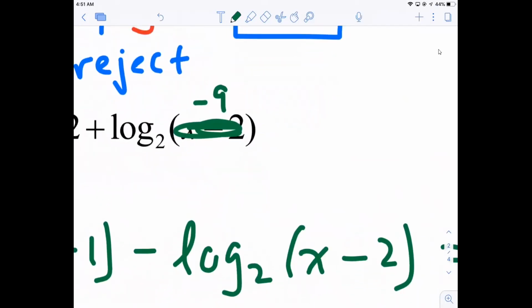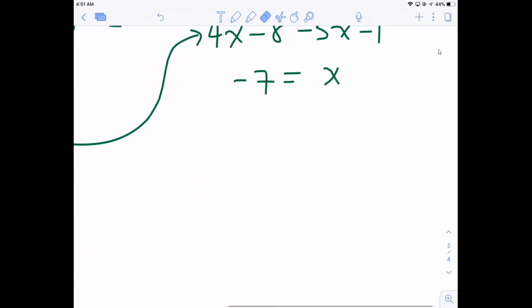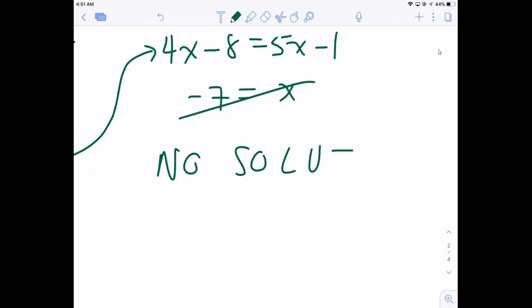Again, this is saying 2 to the what power equals -9. You can't raise a positive number to any power to get any negative number. So this means there is no solution. We have to reject this answer, and our solution is that there are no solutions.